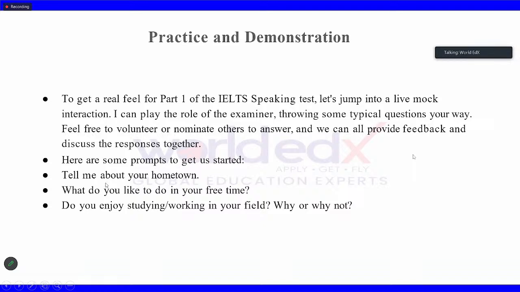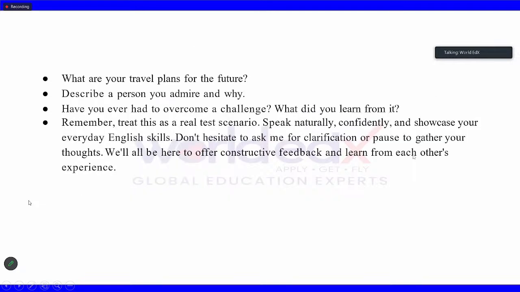Okay, let's move ahead. So the questions are: tell me about your hometown. What do you like to do in your free time? Do you enjoy studying or working in your field? Why or why not? These are the questions that are generally asked. Like, what are your travel plans for the future? Describe a person you admire and why. Have you ever had to overcome a challenge? What did you learn from it?